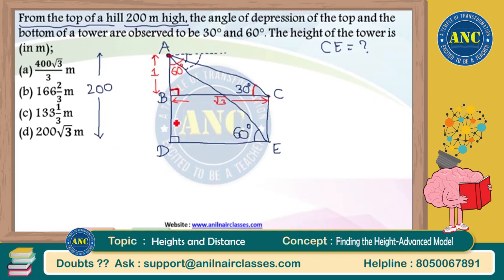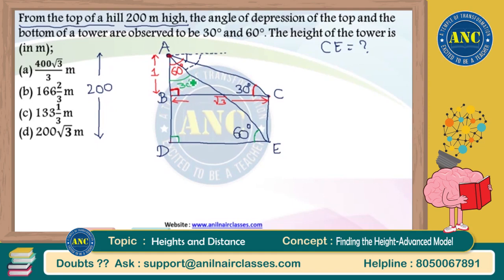which is the bigger triangle? The bigger triangle is ADE. Let me use a different color, for example, this green color. ADE: this is 60 degrees, this is 90 degrees, so this should be 30 degrees, right?